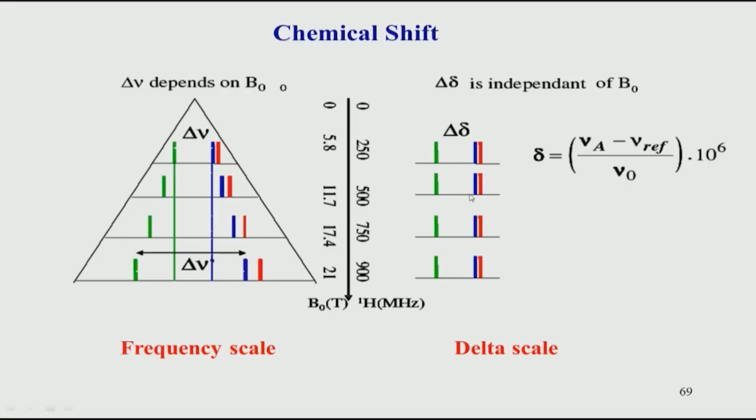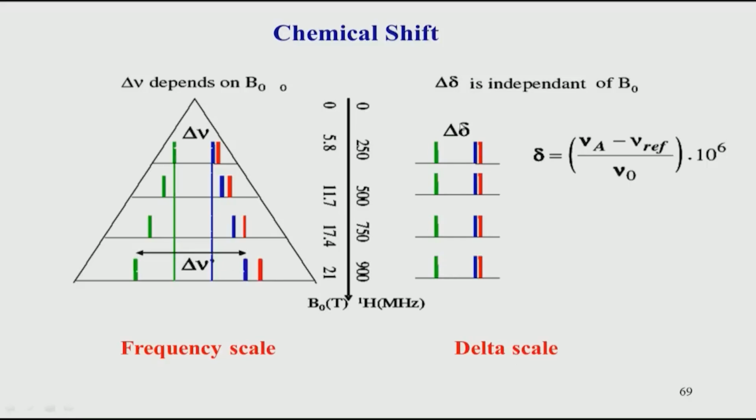However, if I convert this into a ppm scale using this formula, remember we subtract the frequency and divide by again a frequency, and this takes care of the separation. What you see increasing gets nullified when you divide by the increasing frequency, and finally the peak separation does not change in the ppm scale, the delta scale. So, this is a very important point.